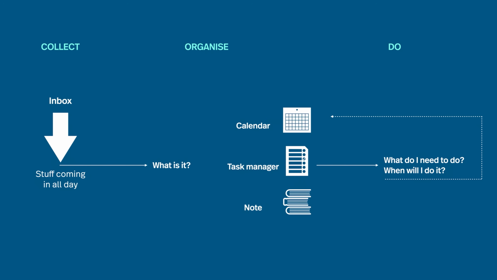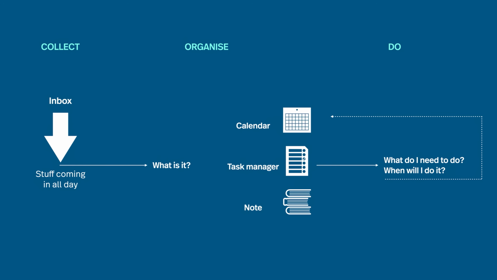That's generally fairly easy to do, but we need to find a bridge between collecting and organizing. How do we organize that stuff so it's out of our sight and it's scheduled and we know what it is and when we're going to do it? And that's just by asking those 3 simple questions. What is it? Is it a calendar event? Is it a note? Is it a task? What do I need to do?